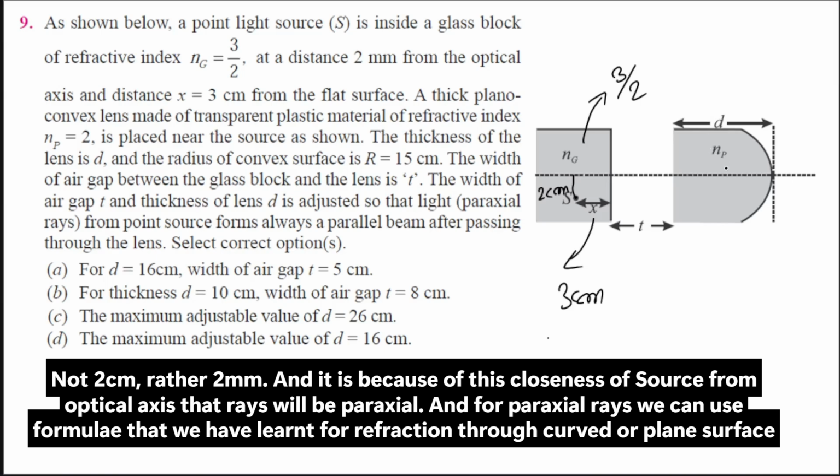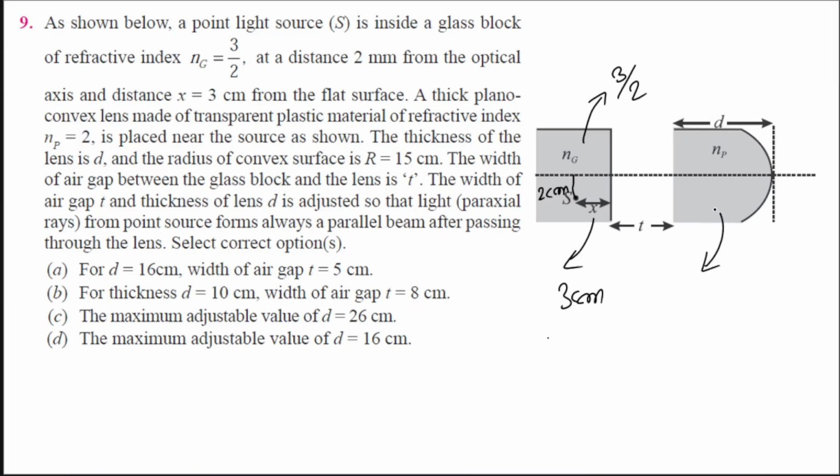What else is given? We are provided with another plano-convex lens, of which one surface, one boundary is plane like this, another is curved, and its thickness is d. It is so much that you cannot neglect it, and it has a refractive index of 2 units. What we are told is the width of the air gap between glass block and lens. So this is the glass block and this is the lens. The air gap is in between these two, and that gap is written as t.